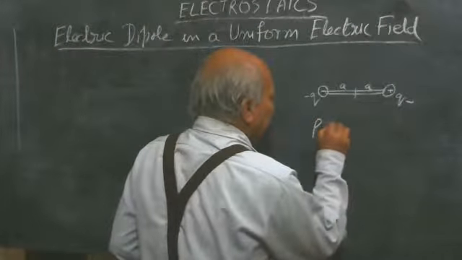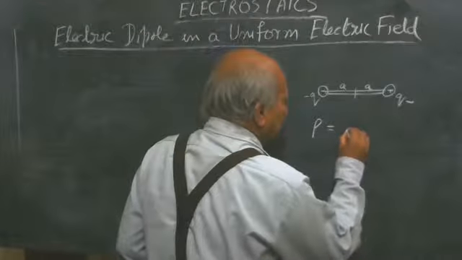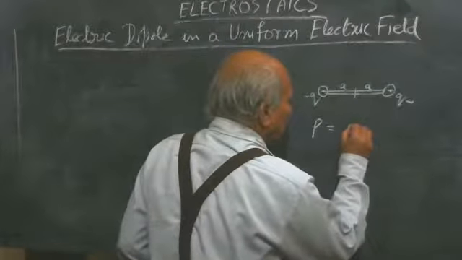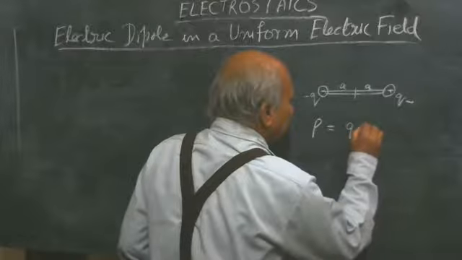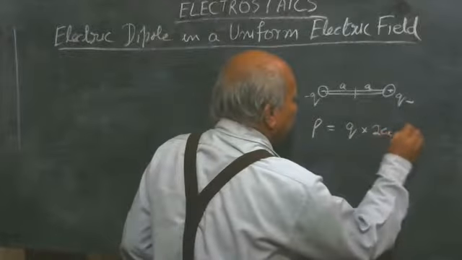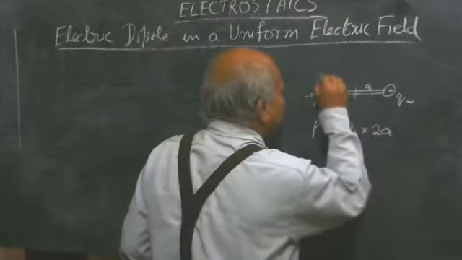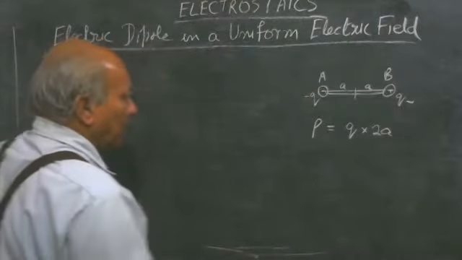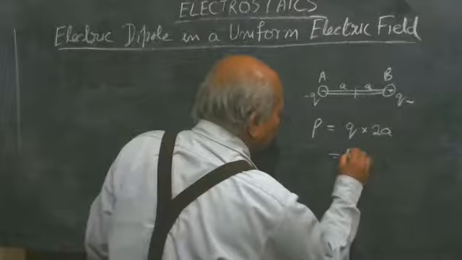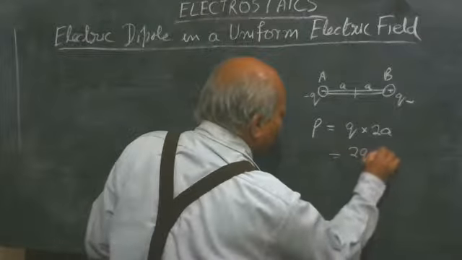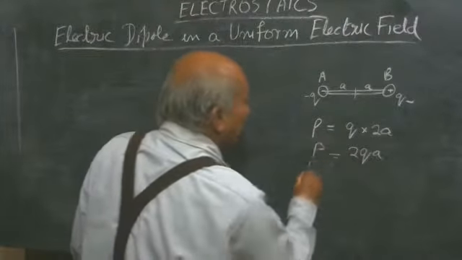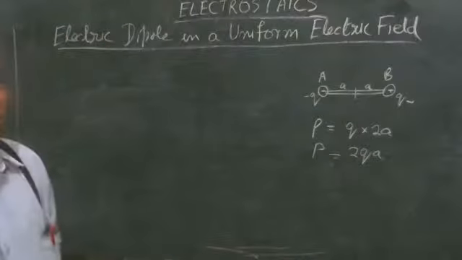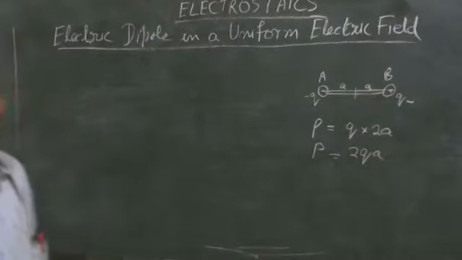The electric dipole moment P is equal to charge Q into 2a. 2a means the distance from A to B. So we can write 2Qa. This is called electric dipole moment. Understand?